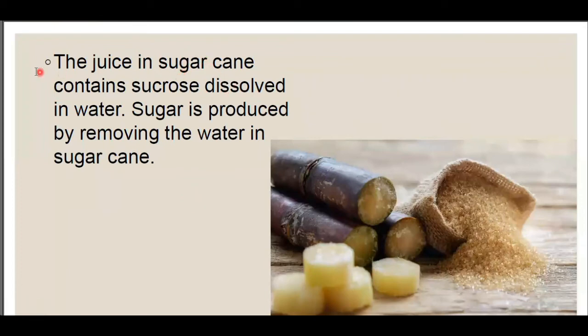Let's see what else. The juice in sugarcane, sugarcane in Sinhala we call uk, contains sucrose dissolved in water. So first what you do is you clean this sugarcane and make a pulp. After that, since this sucrose is dissolved in water, what do you do? You evaporate that water, right? So sugar is produced by removing the water in the sugarcane.